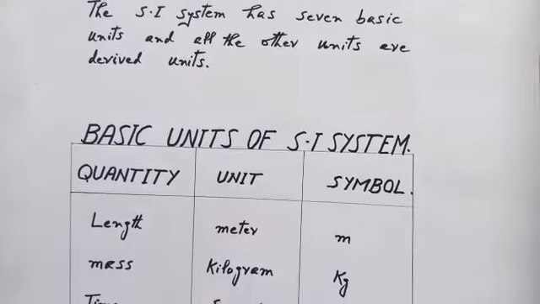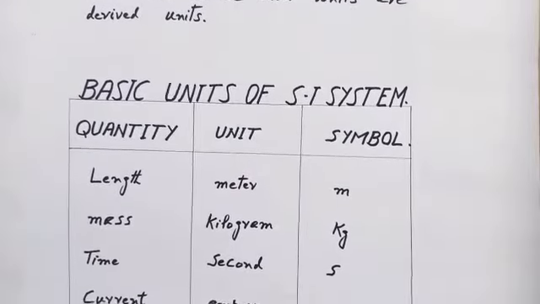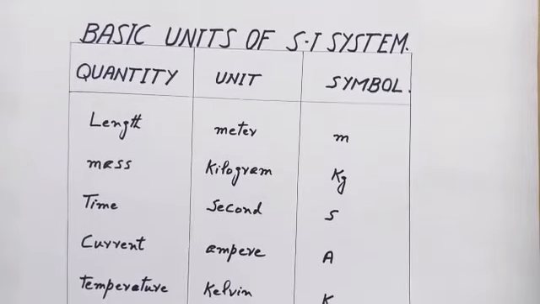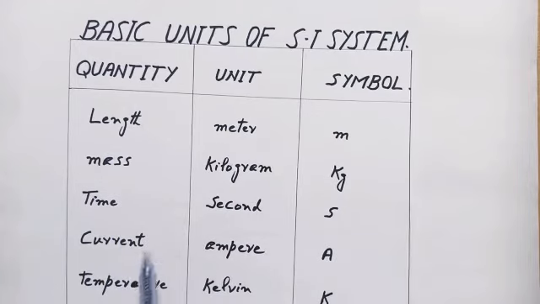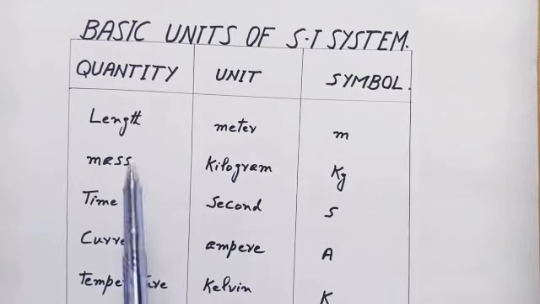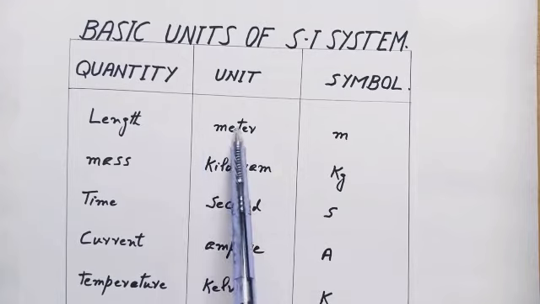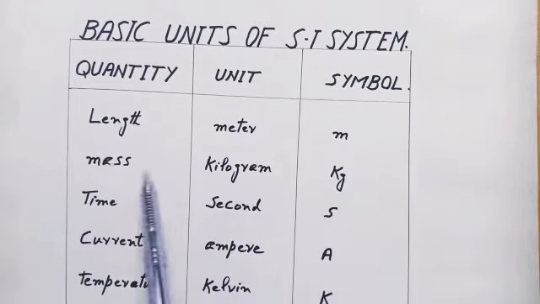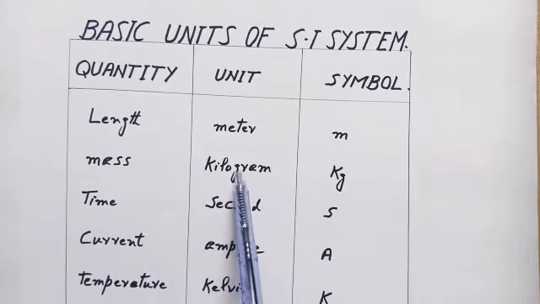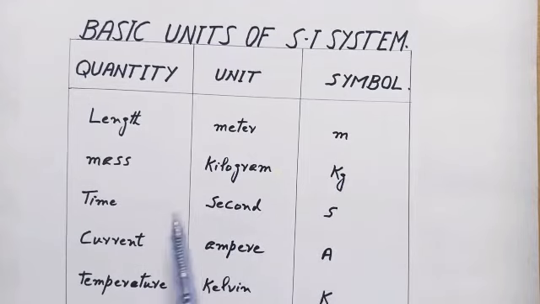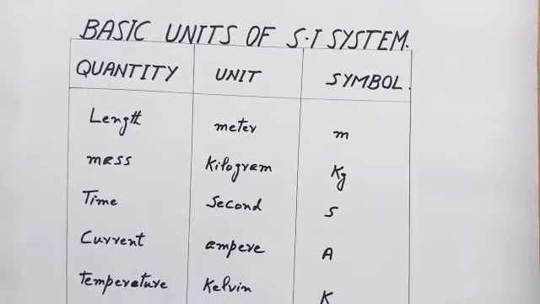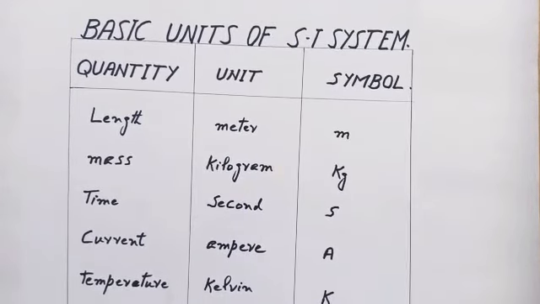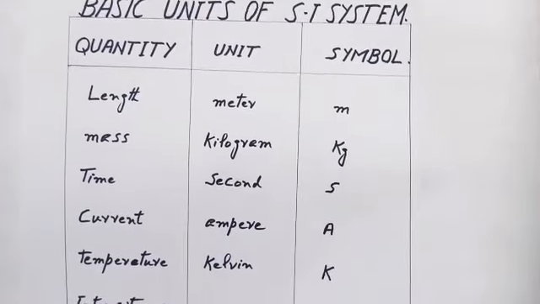Now this is a chart of the basic units of SI system. These are the basic quantities. These are the basic units. For example, length is the basic quantity, its unit is meter and meter is denoted by m. Mass is the basic quantity, its unit is kilogram and kilogram is denoted by kg. Time is the basic quantity, its unit is second and second is denoted by s. So all these are basic quantities, these are the basic units. So there are 7 basic units of this system.